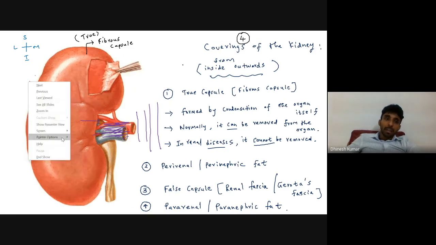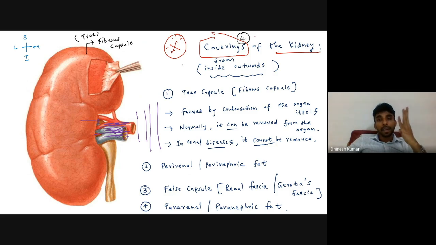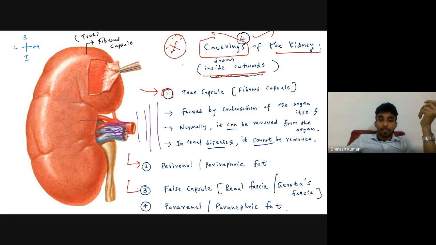Sometimes the sub-question may be, mention the coverings of the given organ. What are the four coverings of the kidneys? From inside outwards, the four coverings are the true capsule, the perirenal or perinephric fat, then the false capsule. The outermost covering of the kidneys is called the pararenal or paranephric fat.